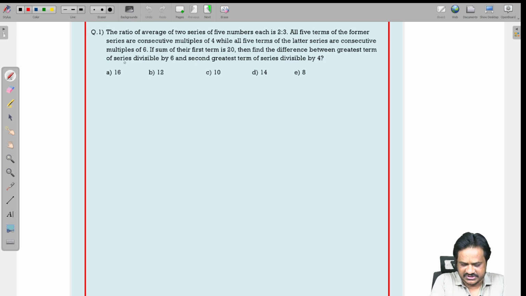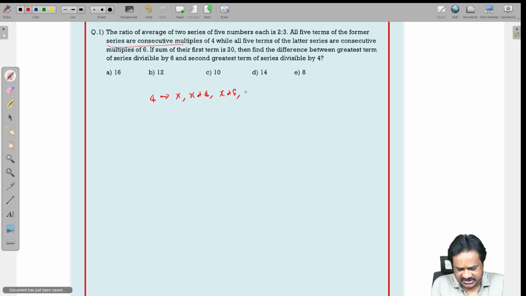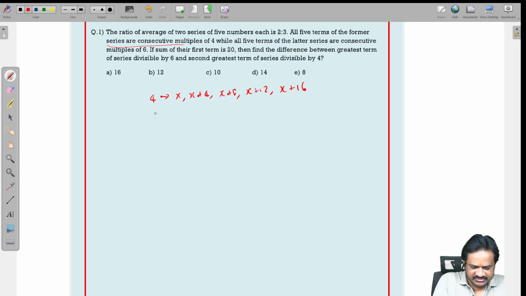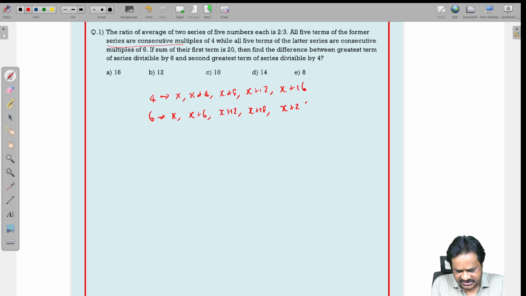All the 5 terms of the former series are consecutive multiples of 4. Let us take first the consecutive multiples of 4. That means x plus 4, x plus 8, x plus 12, x plus 16. These are the 5 multiples of 4. Similarly, you have to take the 5 consecutive multiples of 6. That means x plus 6, x plus 12, x plus 18, x plus 24. These are the 5 consecutive multiples of 6.